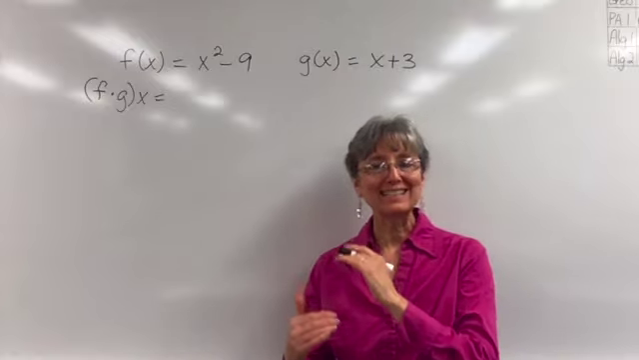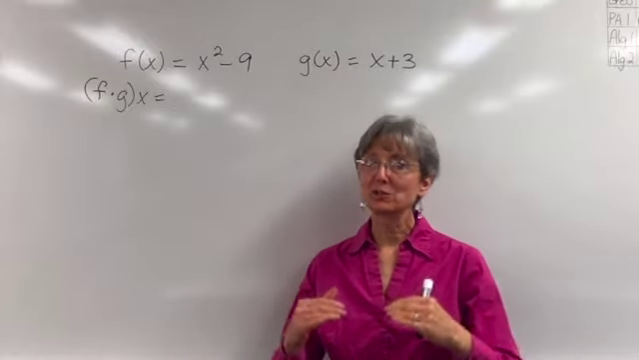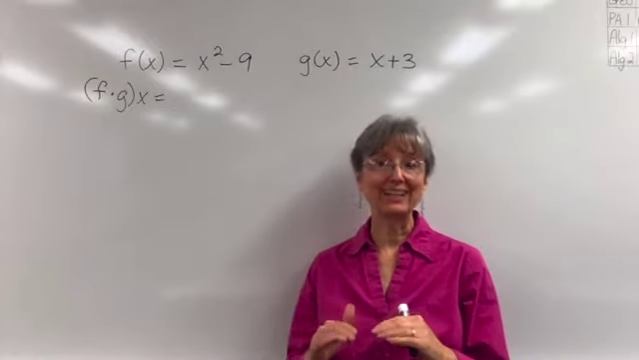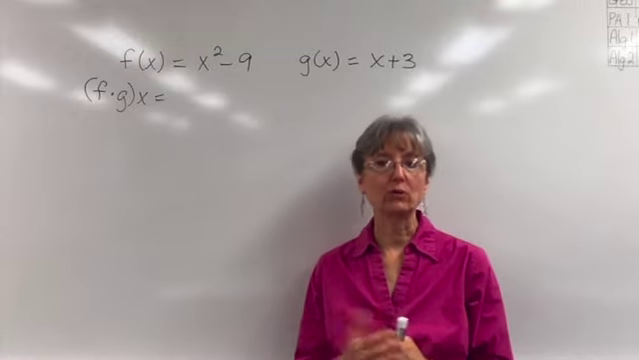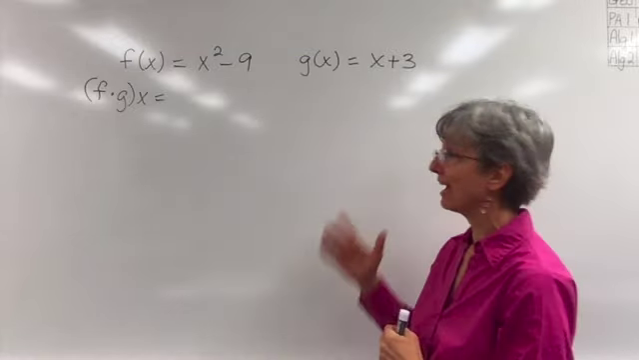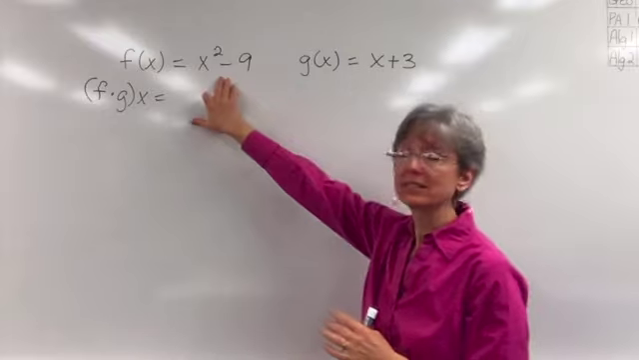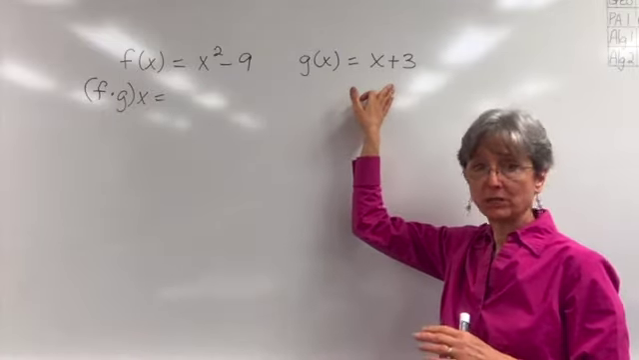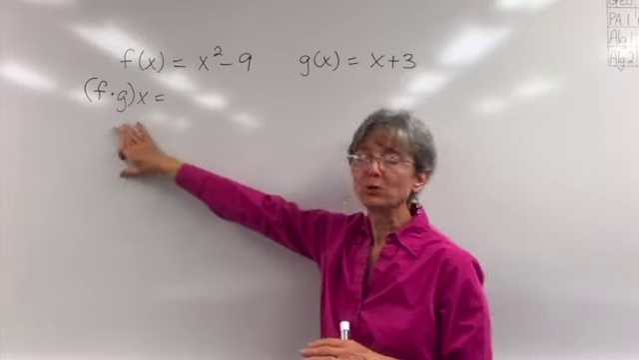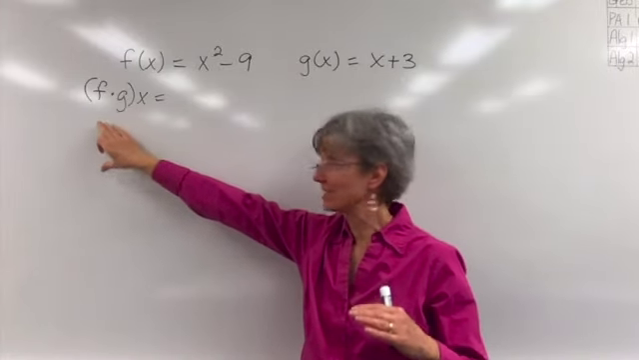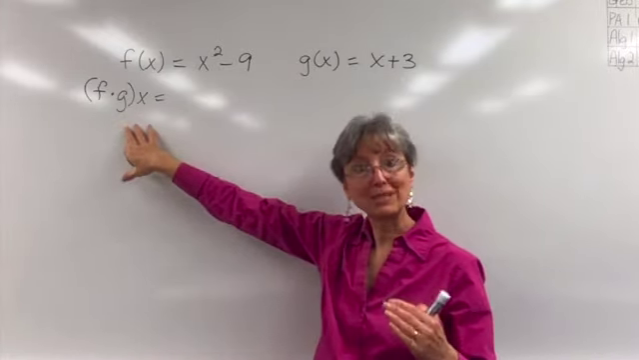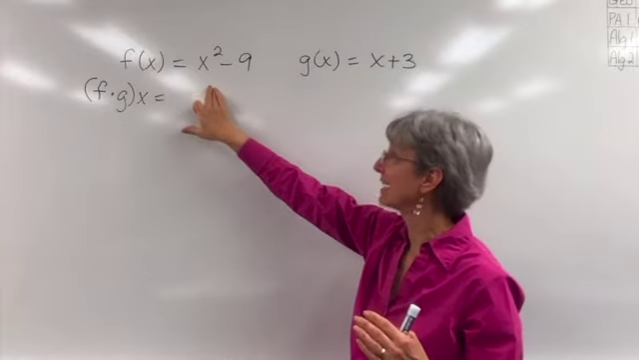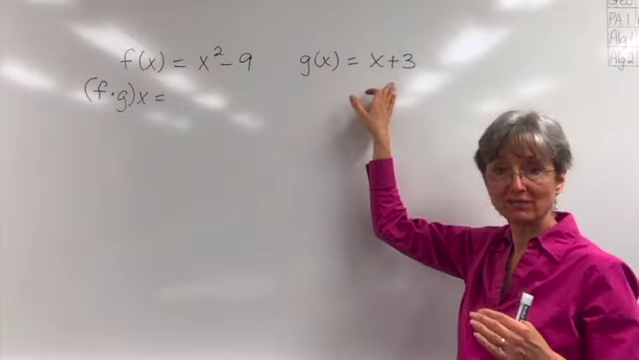Okay, so we practiced adding and subtracting. Let's move on to multiplying and dividing and see how that works with different functions. I have two different functions now. F of x is x squared minus 9. G of x is x plus 3. So I want to multiply. This is f times g of x, which means I'm going to go f of x times g of x.